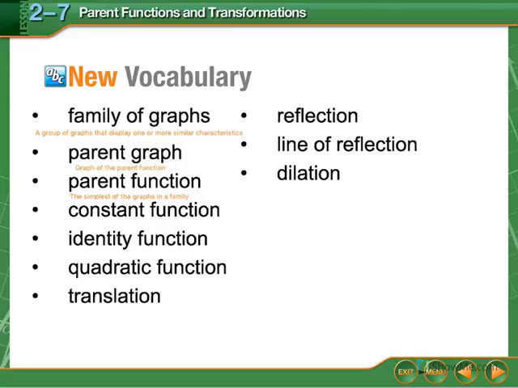A translation moves the figure up, down, left, or right, and it's also known as a slide. A reflection flips a figure over a line called the line of reflection. So really the definition of reflection and line of reflection go together. And a dilation shrinks or enlarges a figure proportionally. We're moving on to the next slide to discuss constant, identity, and quadratic function.